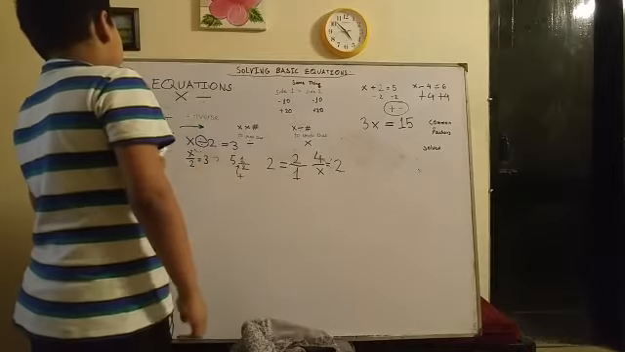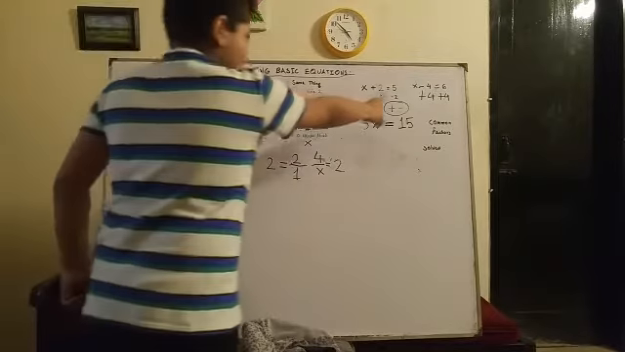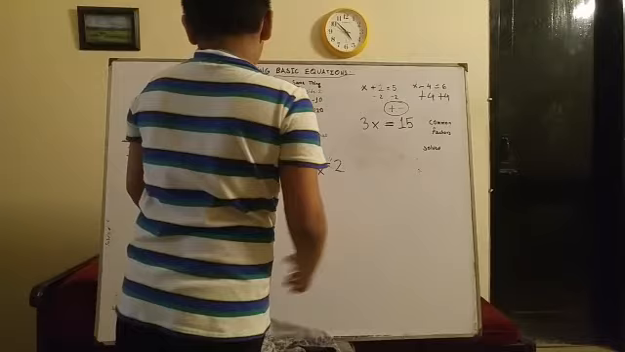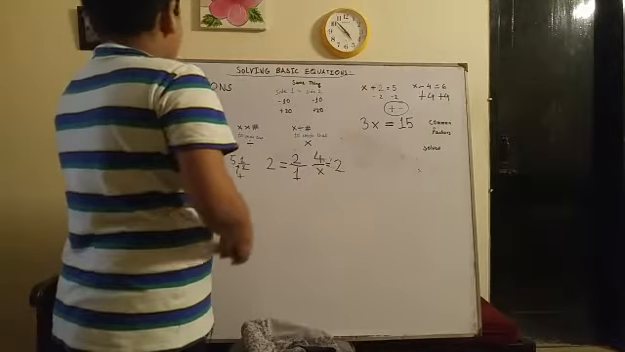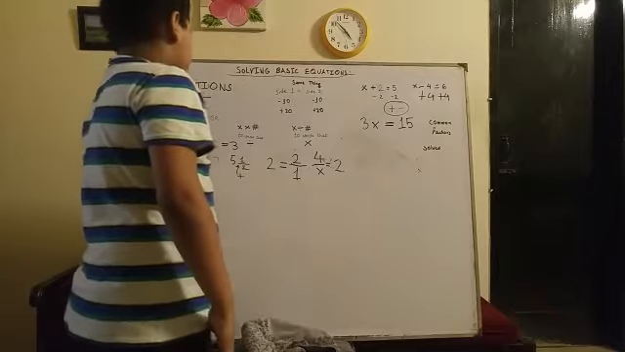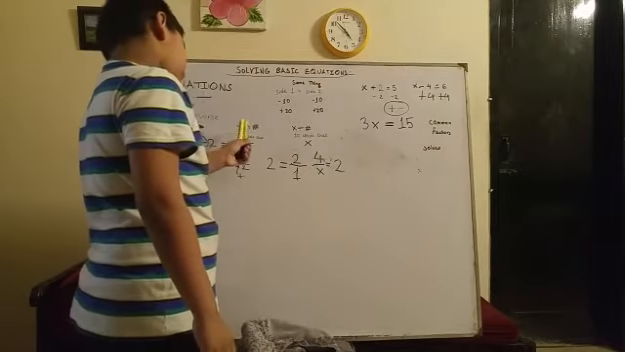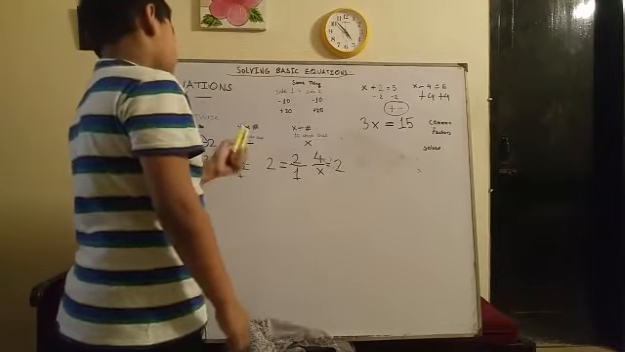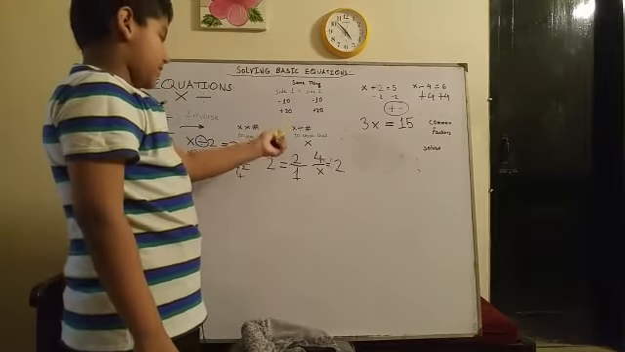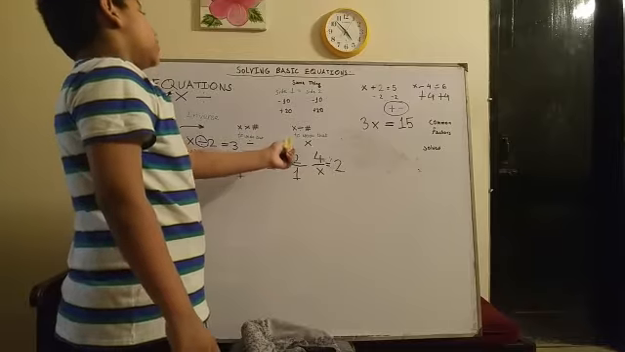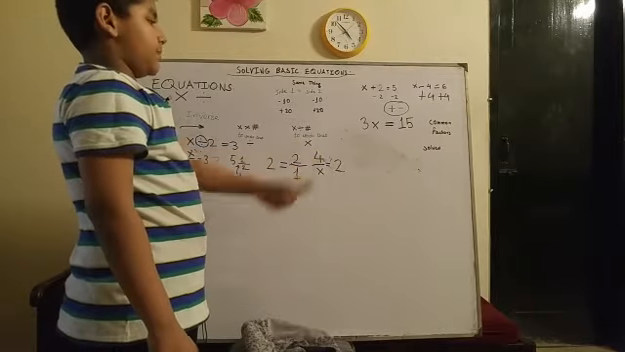Guess what? Multiplication and division are also inverse operations. So if x is multiplied by a number, to undo that we need to do division. If x is divided by a number, to undo that we need to do multiplication.